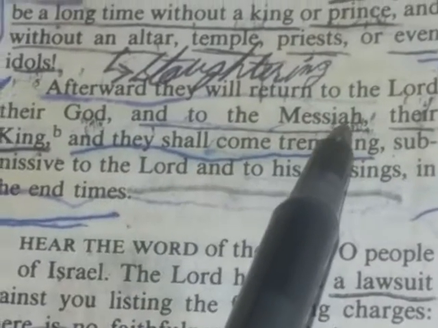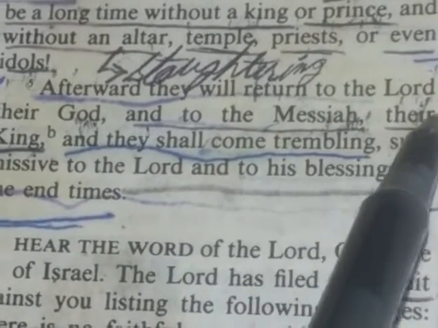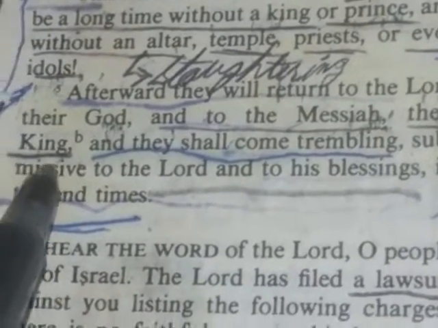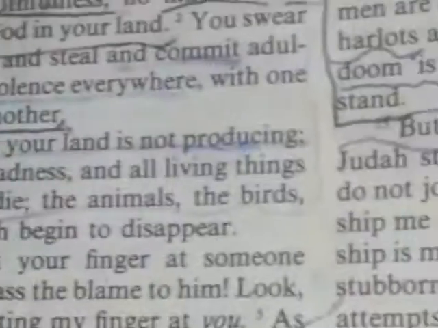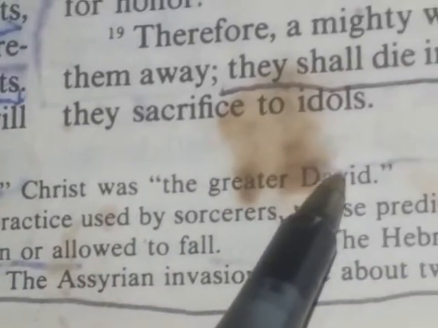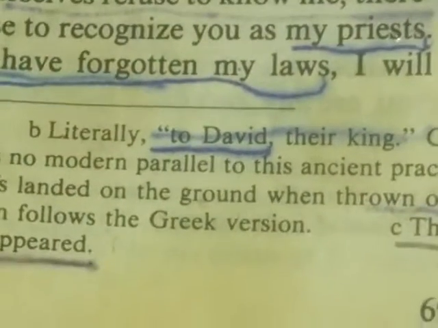And to the Messiah, their king. See right there, y'all, the Messiah is your king. They got B right here. Let's go to B. They got right here, literally, to Dawid, the king. Then they got Christ was the greater Dawid. See how they see the deception they put right there?